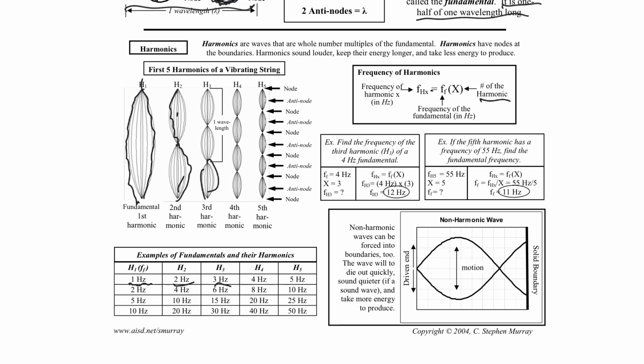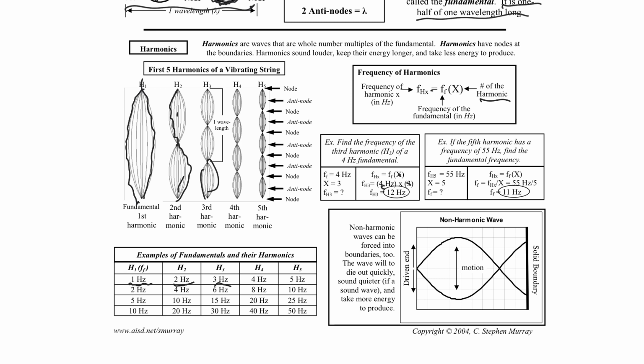Here's an example. Find the frequency of the third harmonic of a 4 hertz fundamental. Well, 4 hertz times the third harmonic, so 4 times 3, you're going to have that vibrating at 12 hertz. Pretty easy. If the fifth harmonic has a frequency of 55, find the fundamental. Okay. Well, if the fifth one is 5 times the first one, and it's 55, take 55 and divide by 5, and you'll get a fundamental of 11. I hope that makes sense. We're talking about really easy math here. Okay.